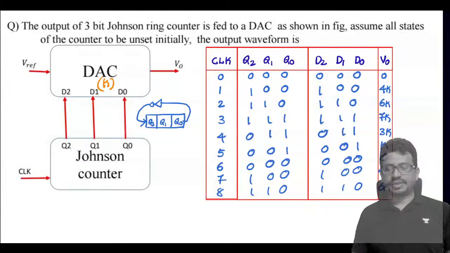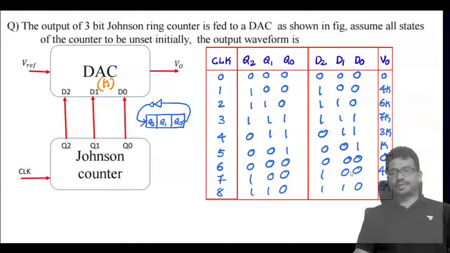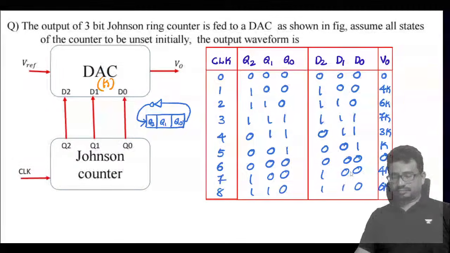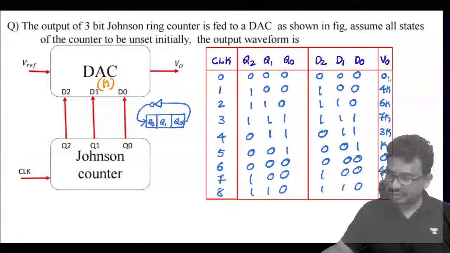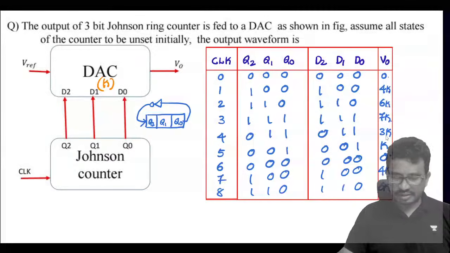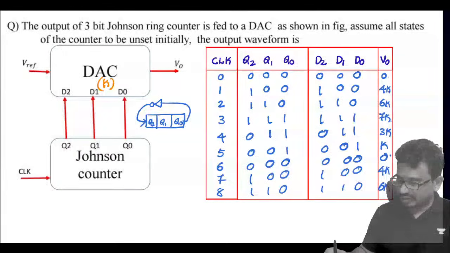So from this we can write the things now. Now you can see initially first clock we have 0, next 4k, 6k, 7k, thereafter decreasing. So from this we can draw this thing, roughly we can draw. Tell me now how it could be.